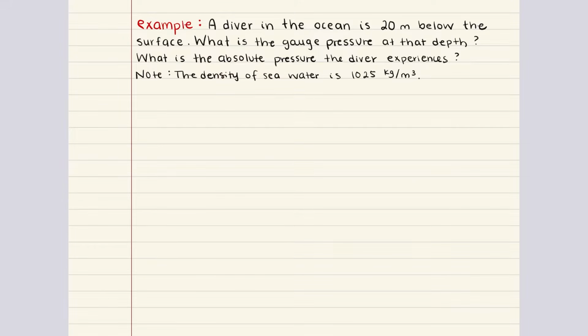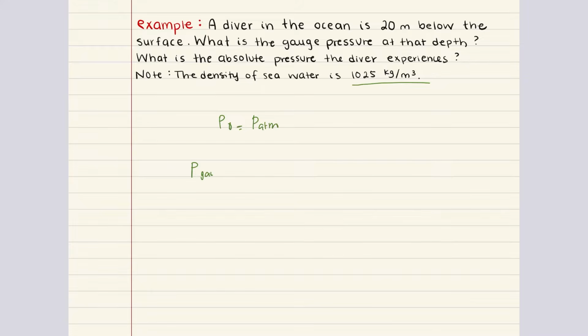This problem says a diver in the ocean is 20 meters below the surface. What is the gauge pressure at that depth? What is the absolute pressure the diver experiences? Side note, the density of seawater is 1,025 kilograms per cubic meter. Now, since the pressure at the surface, P naught, is equal to atmospheric pressure here, we can solve the gauge pressure by using this equation.